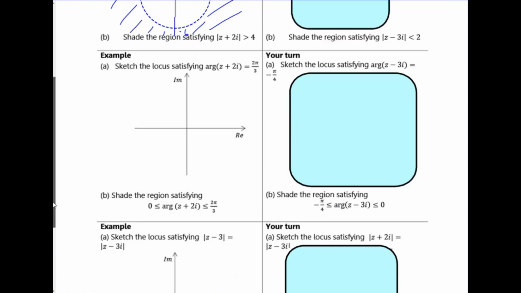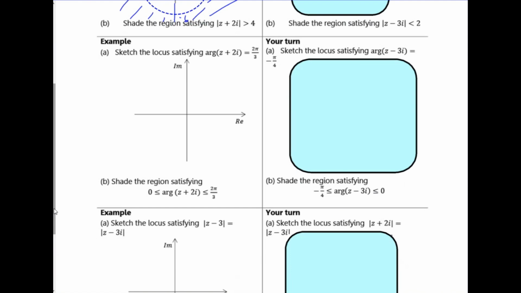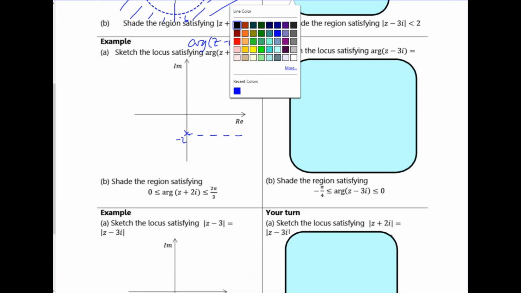Next up, we've got an argument locus. So this is a half line. Again, it needs rewriting as arg z plus 2i equals 2 pi over 3. So we're starting again at minus 2i on the imaginary axis. We're doing an angle 2 pi over 3 with the positive horizontal from minus 2i. So that's an obtuse angle because pi over 3 is 60, so 2 pi over 3 is 120. We're going to use a ruler to draw this one.